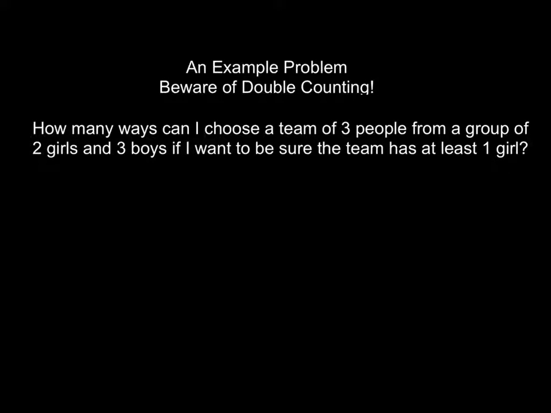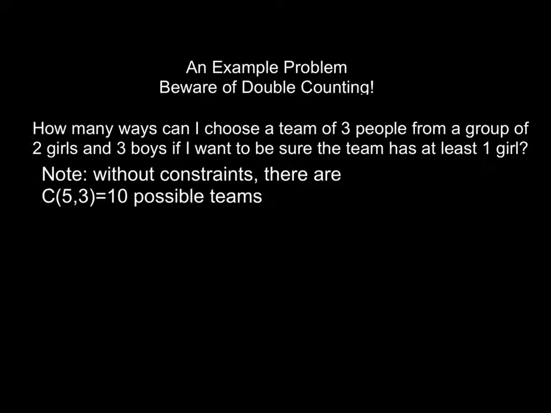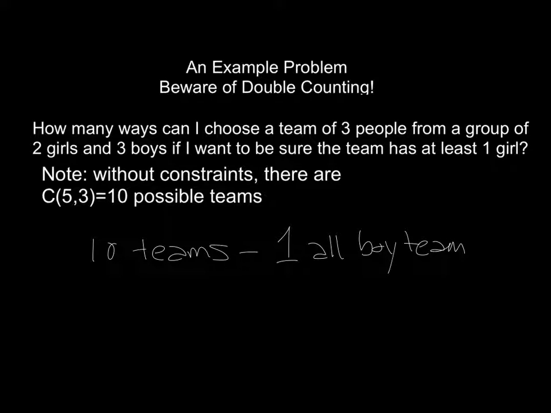There are a couple of ways that this can be done, but let's just take a quick note. Without constraints, there are 5 choose 3, that's 10 possible teams. So our first method, we can consider there are 10 possible teams, and if we want to be sure that there's at least 1 girl, we can subtract the 1 all-boy team, since there are 3 boys, which means there are 9 teams with at least 1 girl.